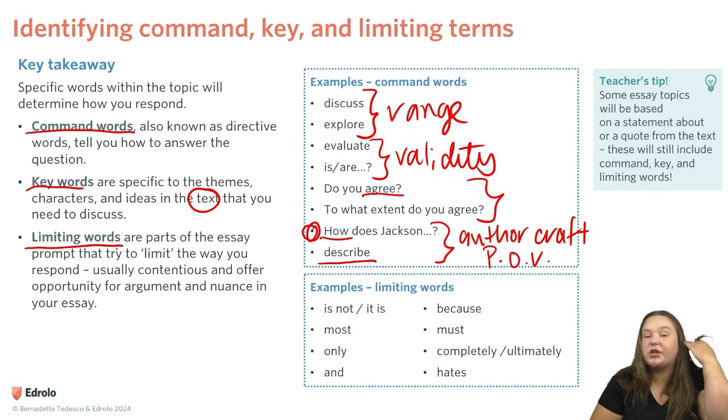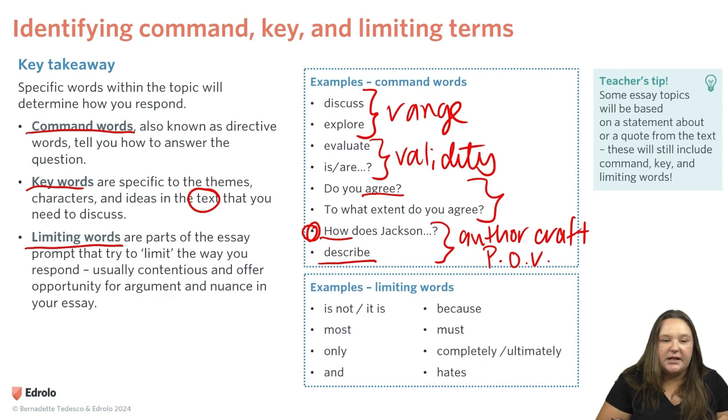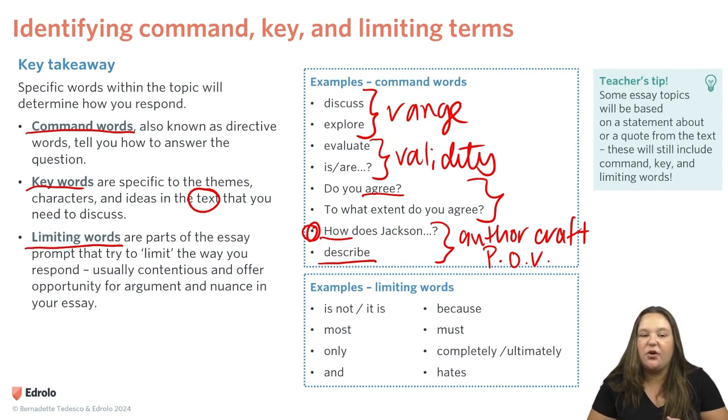Now, limiting words are tricky. Limiting words are words that try to narrow down your response to the prompt, that once you identify them, you realize that it's actually a much broader question than at first glance. They limit the way you respond, and they're usually contentious and offer an opportunity for you to argue with the prompt and add some nuance to your essay.